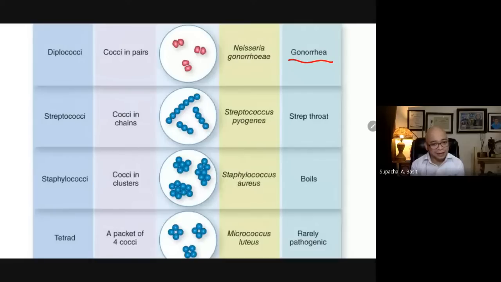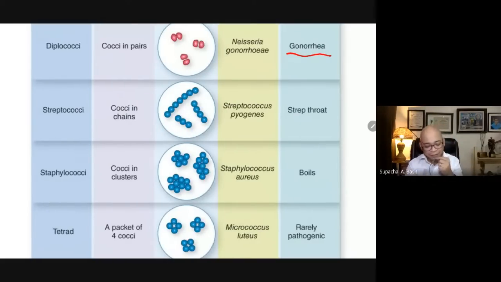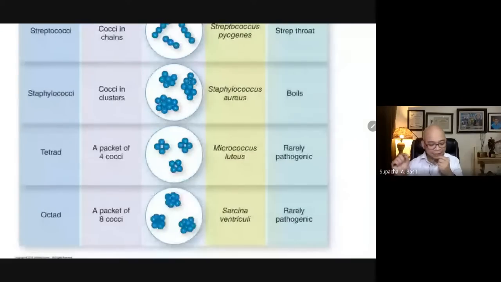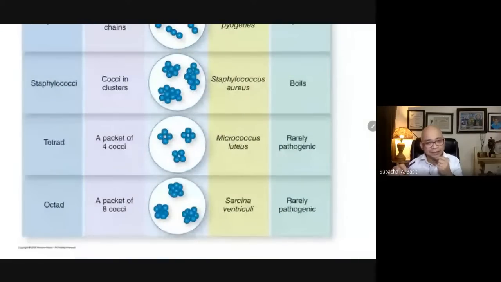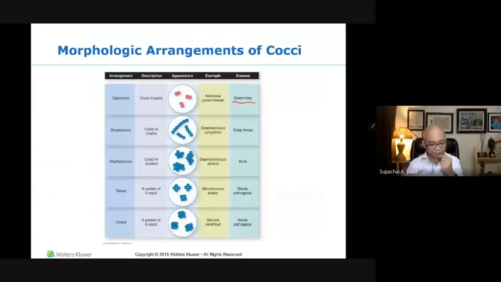Staphylococci are cocci in clusters. So our example here is Staphylococcus aureus, and Staphylococcus aureus can cause boils. And then tetrads. Our example here is Micrococcus luteus. It's rarely pathogenic. And a packet of 8 is Sarcina ventriculi, which is also rarely pathogenic.